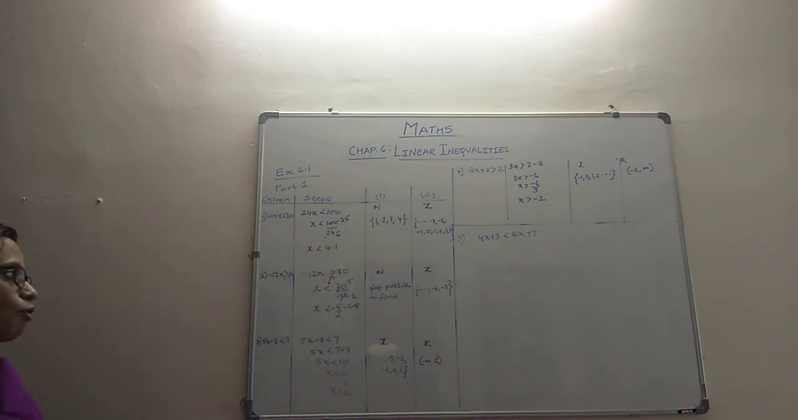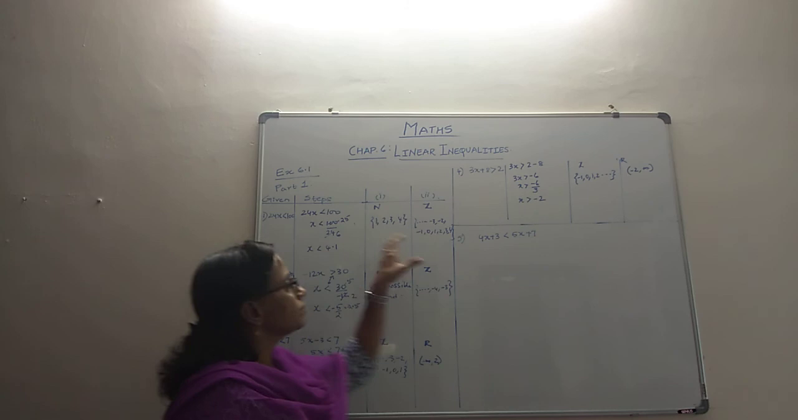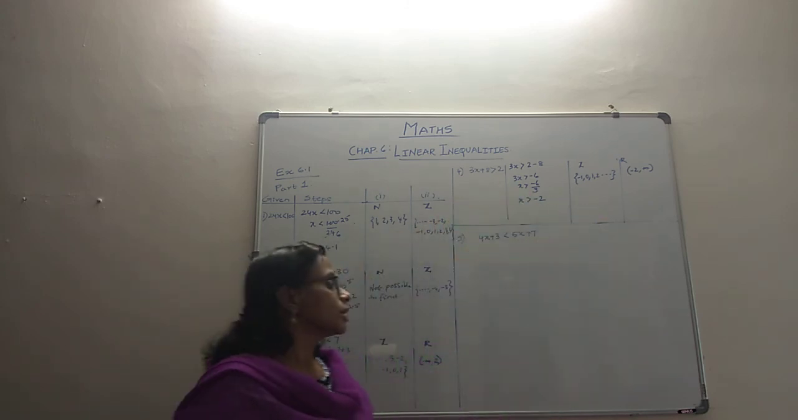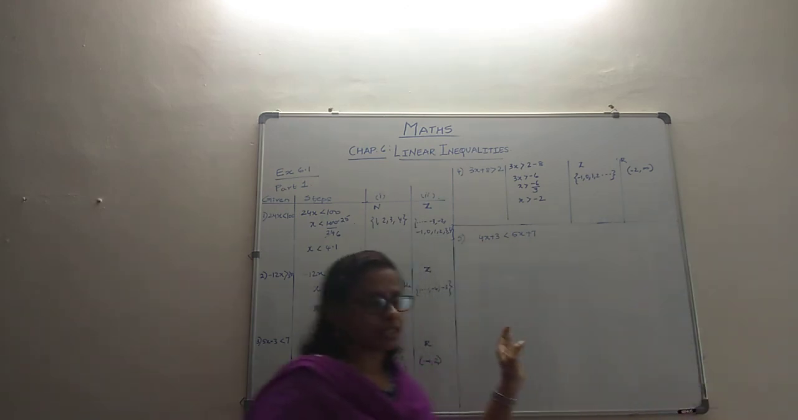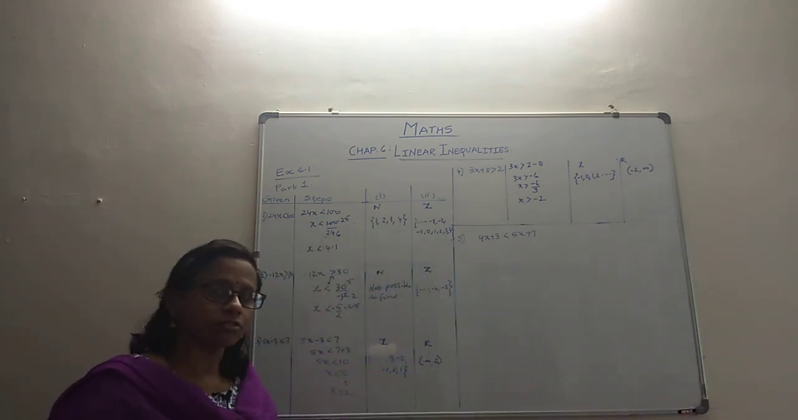Question number 4. Now these were where they were giving us parts to do. Now in your exercise, question number 5, they ask us to find out the real solutions for this. They just give you a single question like this. Let's see how to solve this.